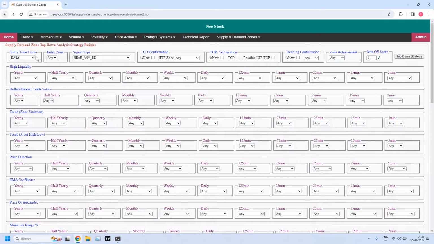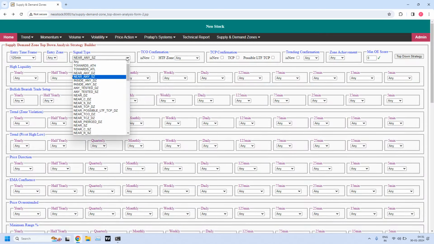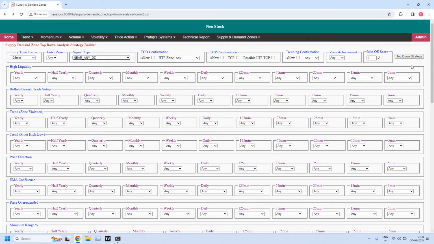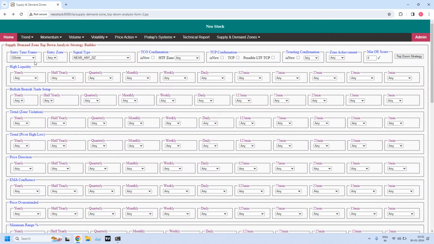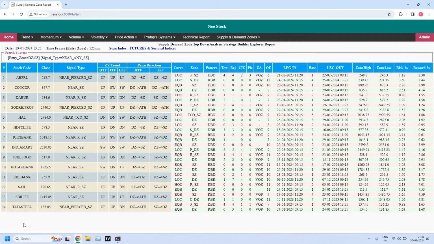Now let's go back and change the time frame to 125 minutes. Let us find the stocks near 125 minutes demand zone. So 7 stocks are filtered. So let me go back. For 125 minutes time frame, let us find the stocks near 125 minutes supply zone. These 14 stocks are filtered.